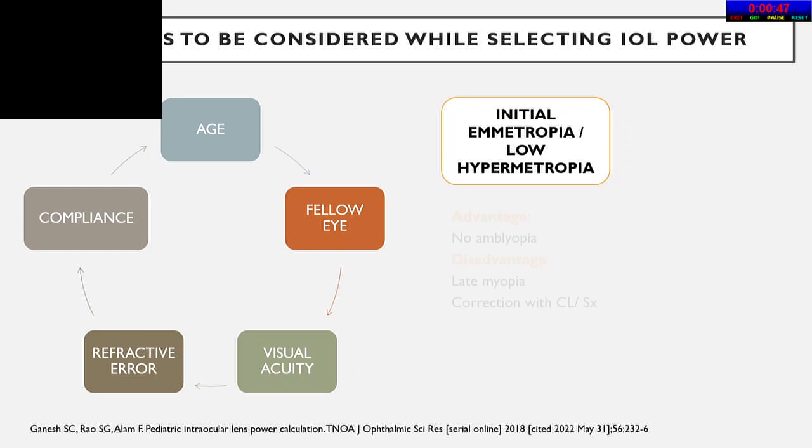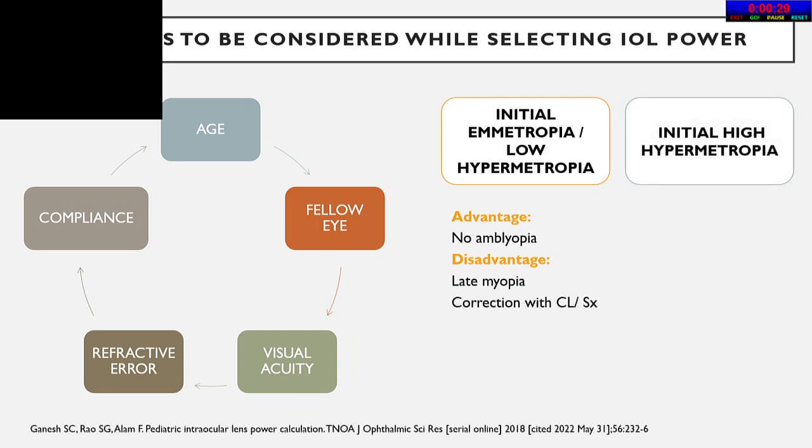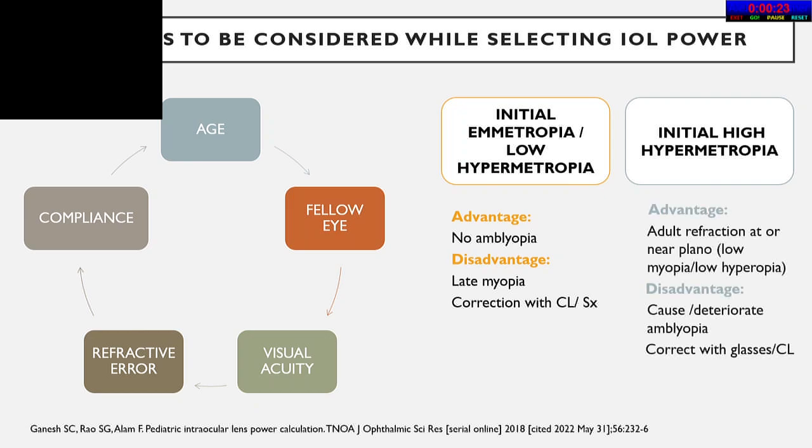There is another school of thought which advocates the use of a high hyperopia. The advantage is that when the child is an adult, the refraction is stable or is plano. The disadvantage is that in this case, it can cause or even worsen the amblyopia. So there are multiple guidelines which determine the IOL power in pediatric eyes, put forth by many doctors earlier. Some of them for infants are as follows.